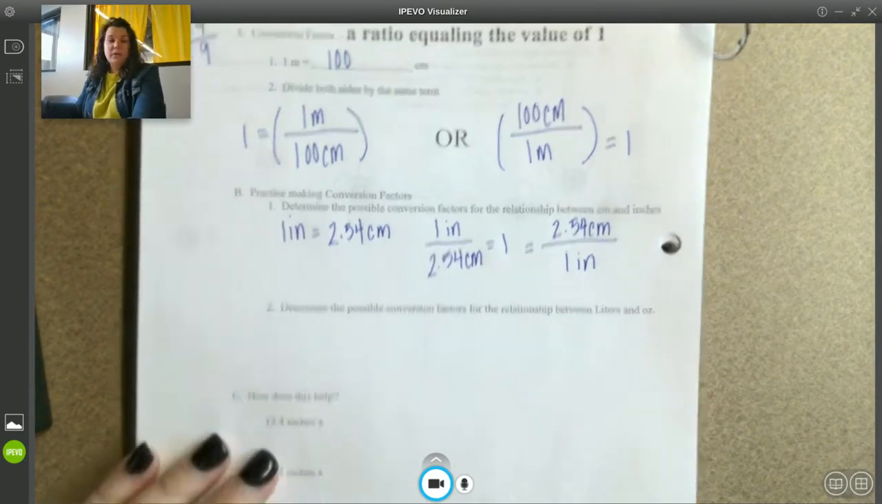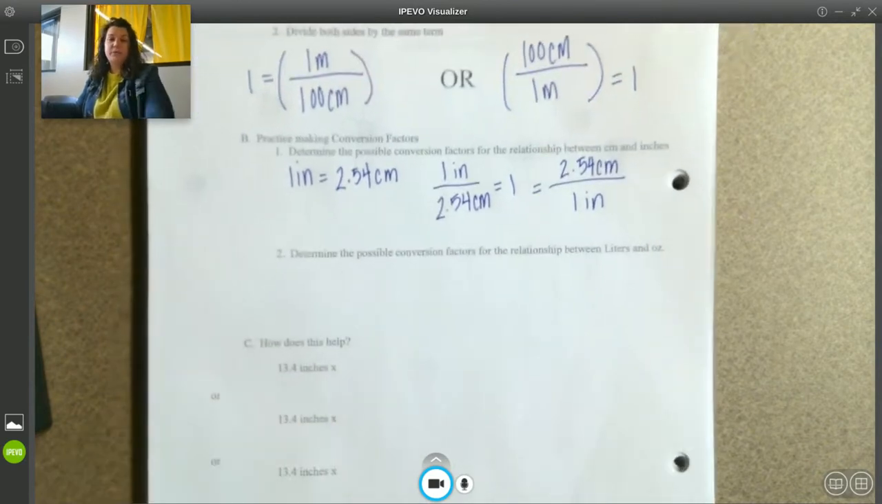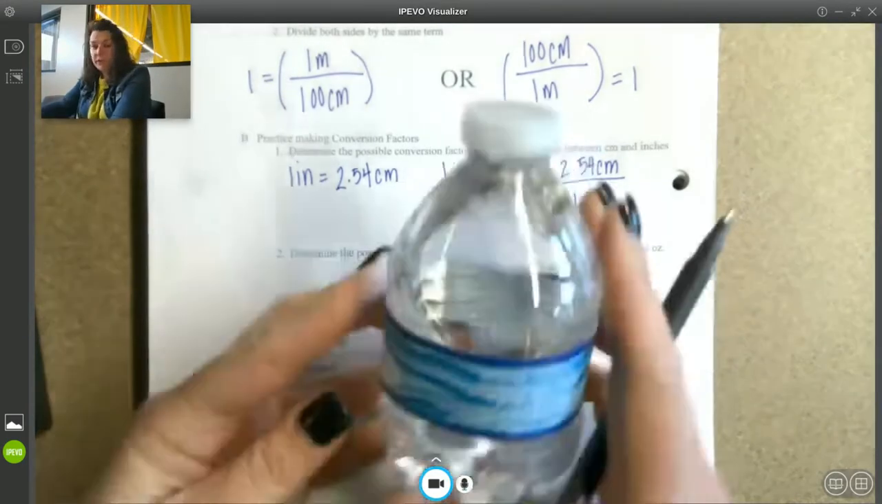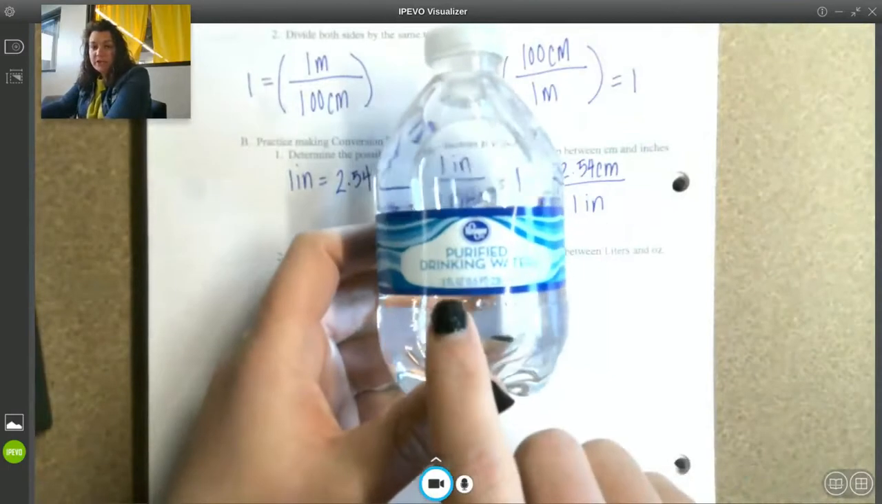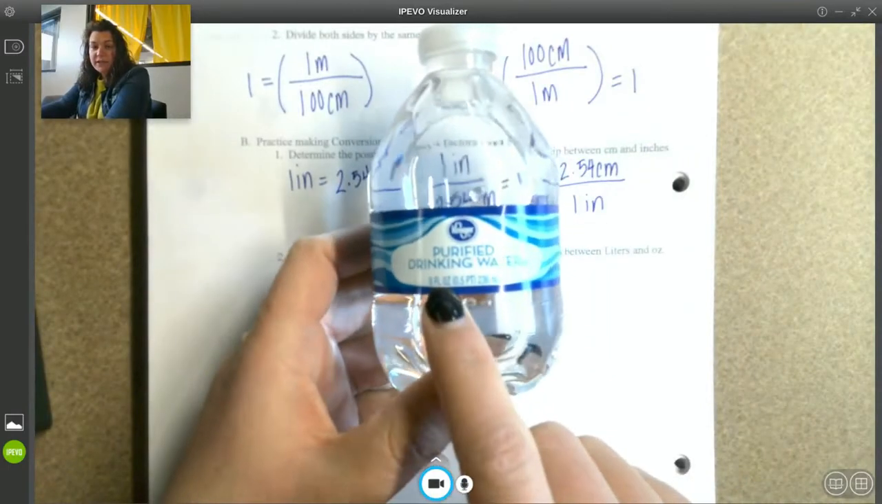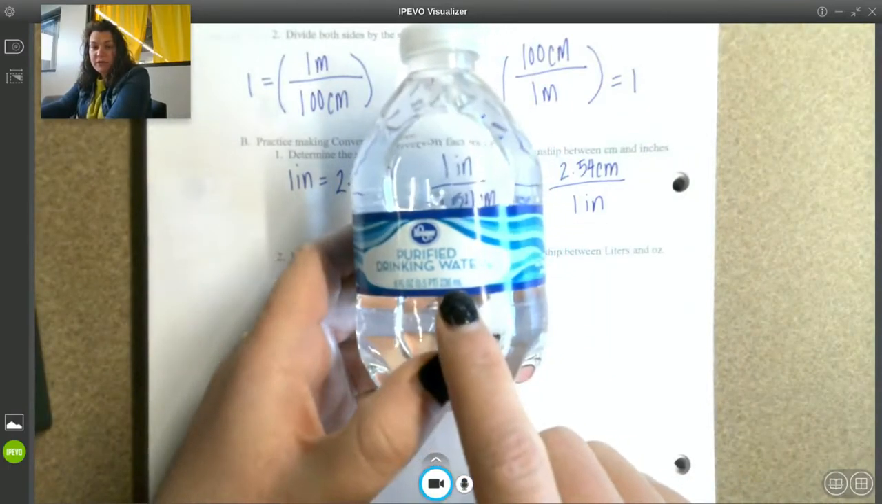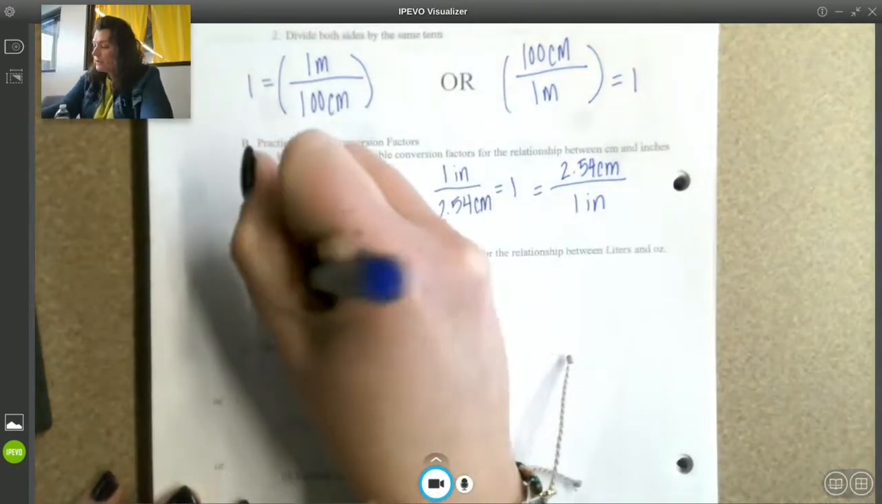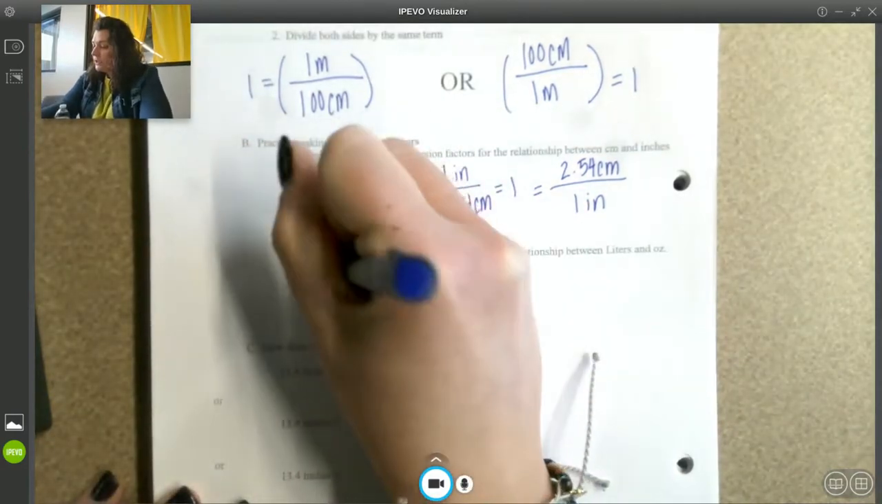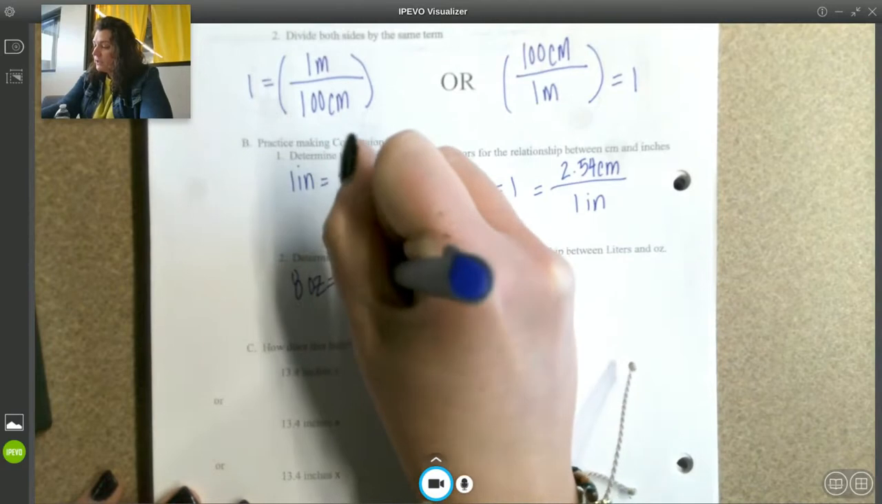Okay, let's do another one. Determine the possible conversion factors between liters and ounces. I have a water bottle here, and that's going to help me tell my conversion. This is telling me that I have 8 ounces for every 236 milliliters. So I have 8 ounces equal to 236 milliliters.